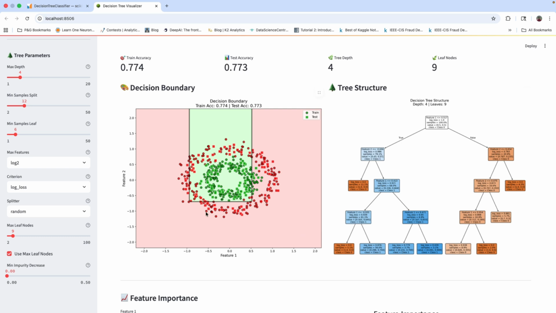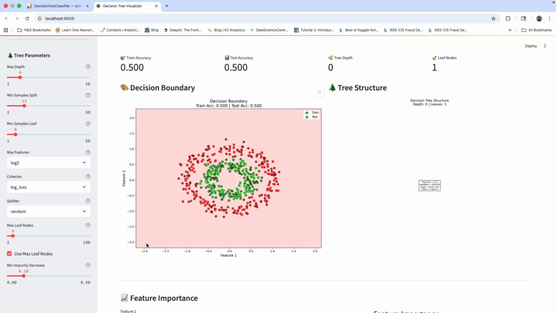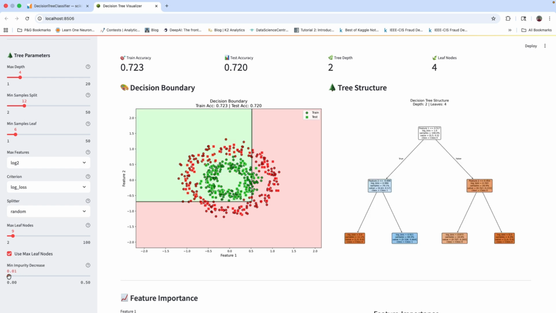The final one is the minimum impurity decrease. This is a pruning mechanism. It says only make a split if it decreases impurity by at least this much. Currently this is 0, so every split is allowed, no matter how small the improvement is. If I increase it to say 0.1, none of my splits is giving me a big enough decrease, so splitting is discarded. If I reduce it, it will allow me to have more splits.